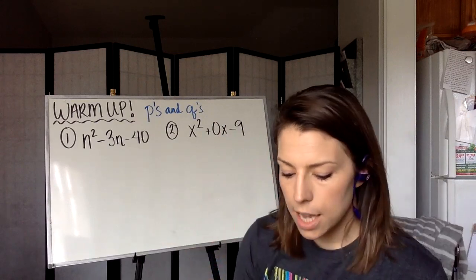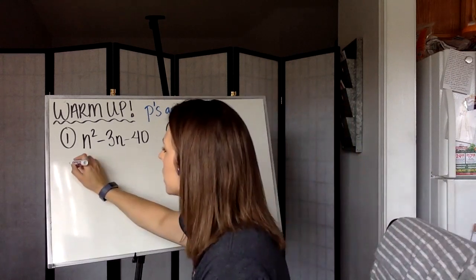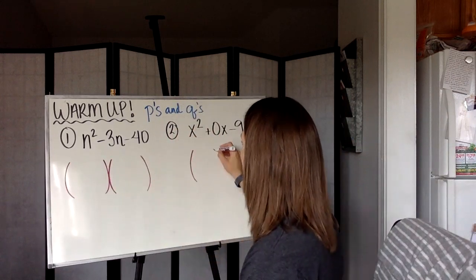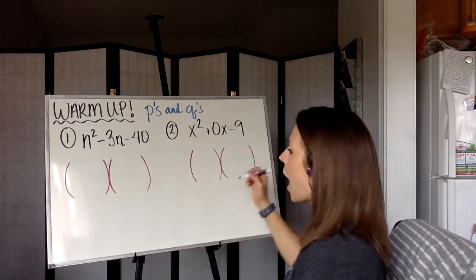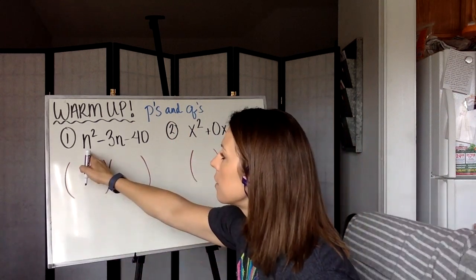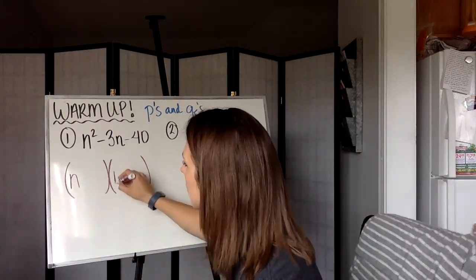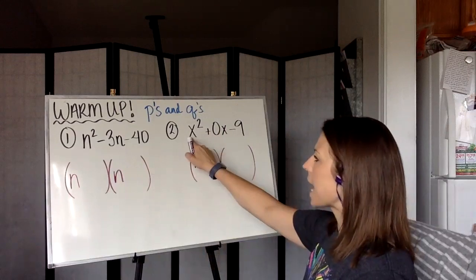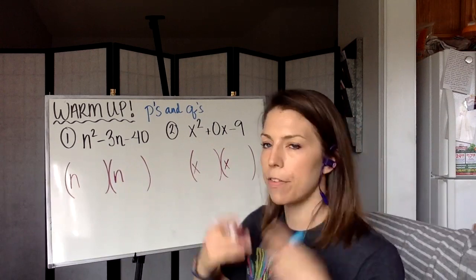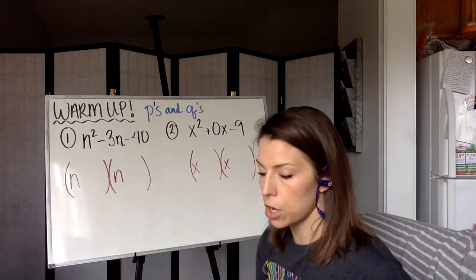P's and Q's means that I'm going to factor this in essentially one step. So I know my answer is going to be a product of two binomials, so I can almost set that up to begin with. I also know that the first term in each of my binomials is going to be the variable, because what times what is n squared? That's going to be n times n. And what times what is x squared? That's going to be x times x. So really, I'm 50% of the way done. I just have to figure out what the second term in each of the binomials is.